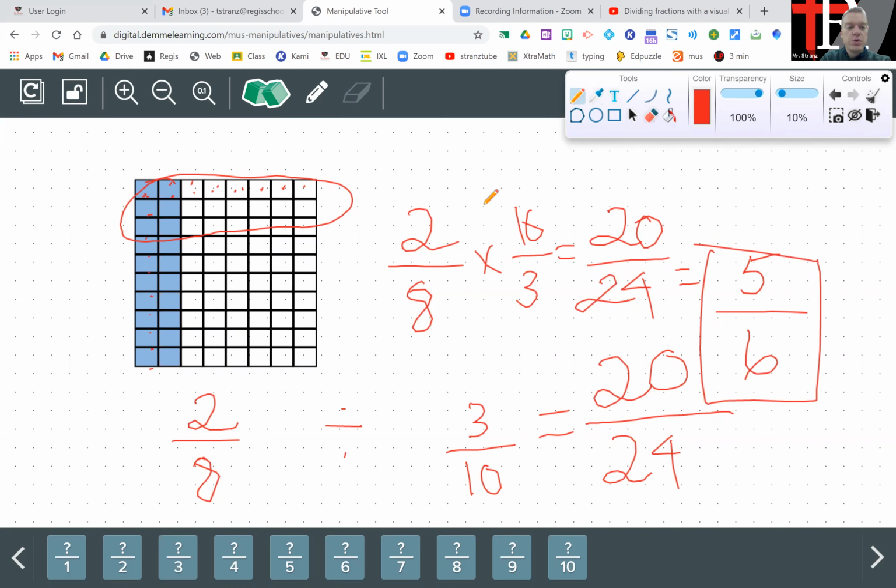All right, and that is how you divide and multiply fractions with these fraction overlays. Very helpful to see when you're trying to visualize how to multiply and divide fractions.